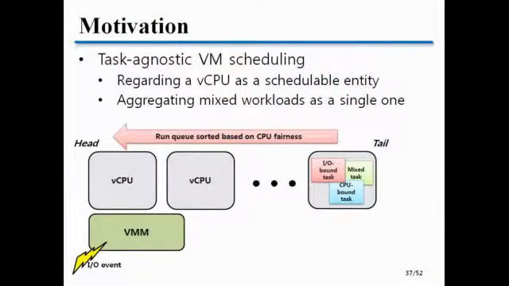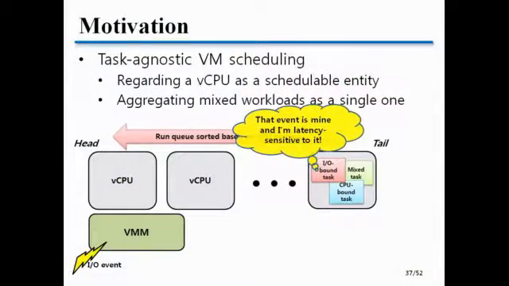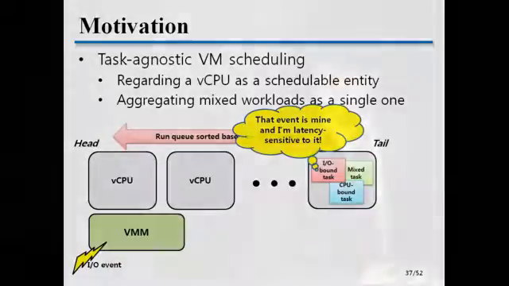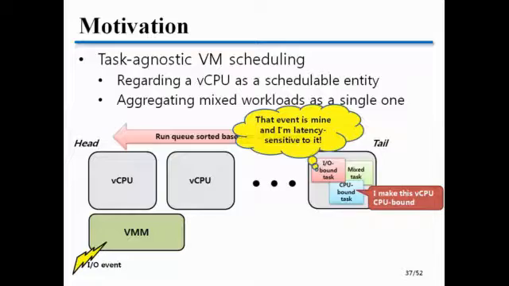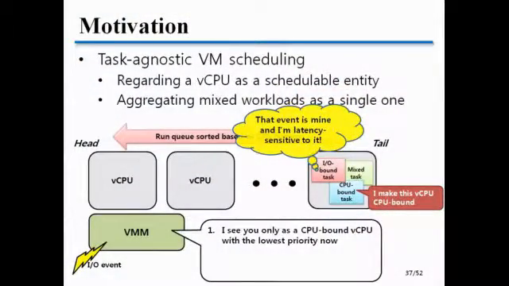At this point, when an I/O event comes in, the corresponding I/O-bound task might think that the event is mine, and I'm latency sensitive to it. However, the co-running CPU-bound task has already exhausted its vCPU's time slice, placing the vCPU at the tail of the run queue. So the VMM would say that I see you only as a CPU-bound vCPU, even though this I/O event is yours, and with the lowest priority right now.